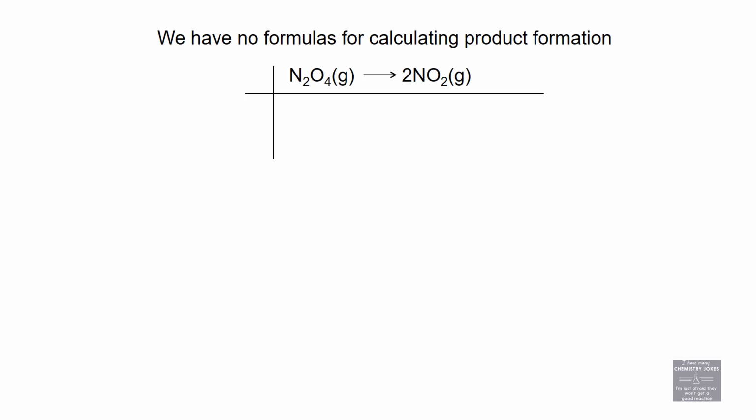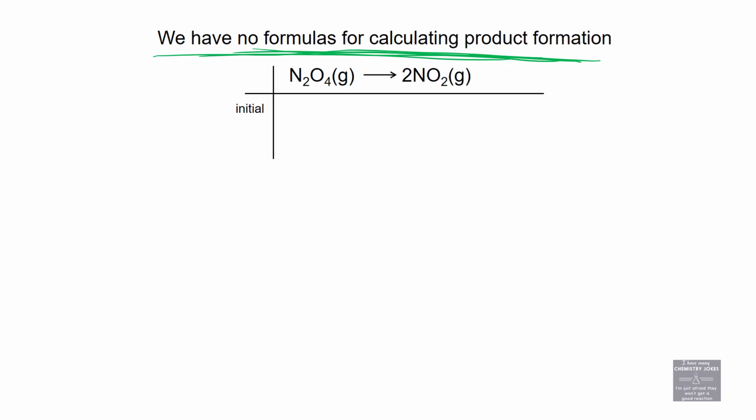So in all of those concentration time equations, no matter the order of the reaction, we were only able to calculate reactant concentration, not product concentration. How do we calculate product concentration? Well, we can organize ourselves in a table the way we've been doing all semester.